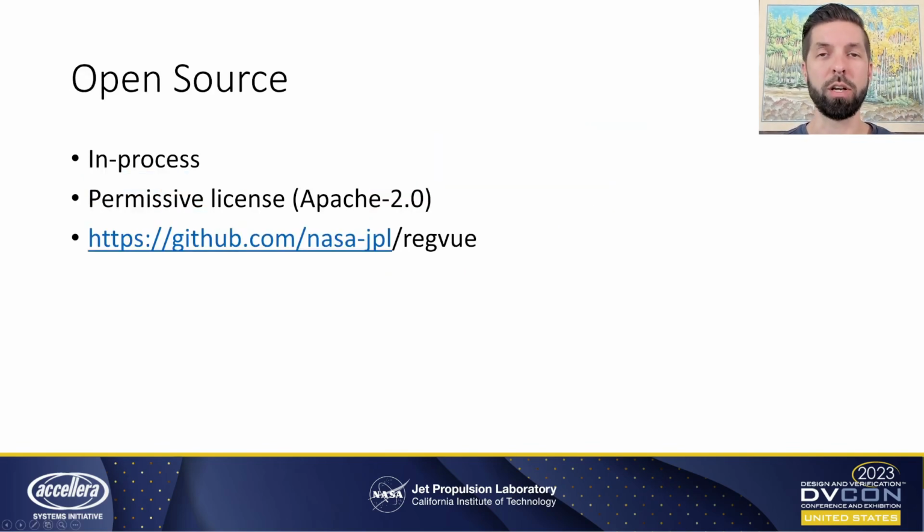Regvue is currently in the process of being open sourced. Once it's open sourced, it'll have a permissive license. It'll likely have the Apache 2.0 license, and it'll be made available under the NASA JPL GitHub organization.